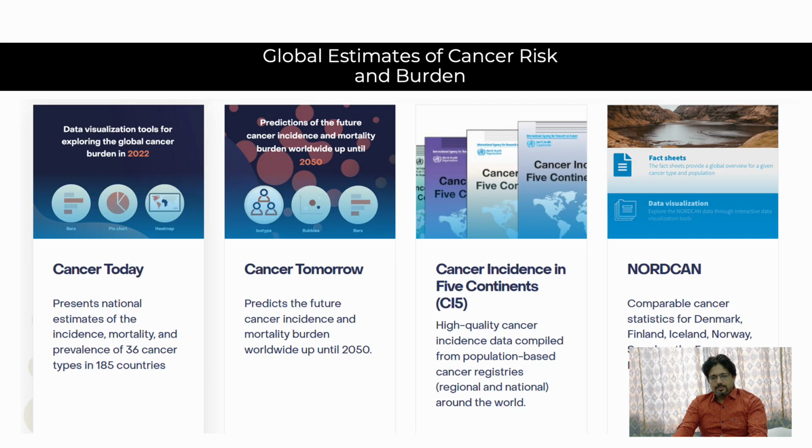So from this WHO website, we have different information. They have tools which give the status of cancer today. From Cancer Tomorrow, we can predict what the changes in cancer will be over the next 25 to 40 years, up to 2045. And Cancer Incidence in Five Continents is the 5-year data.